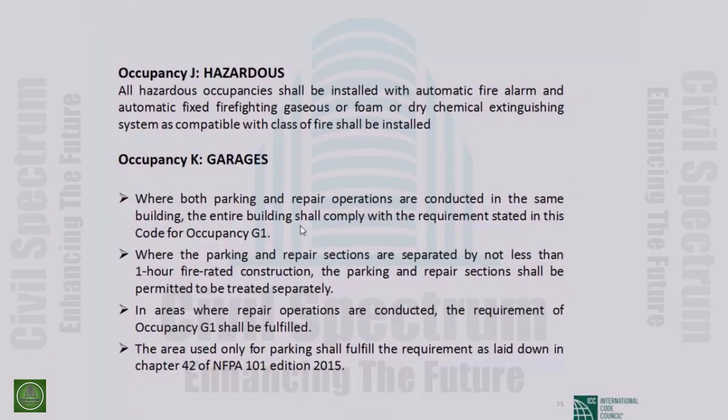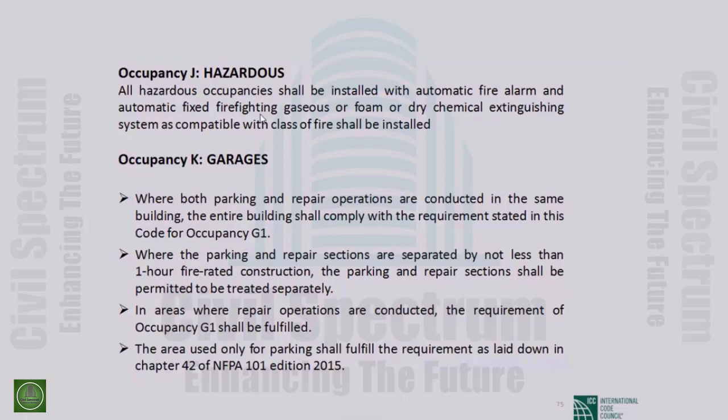The hazardous area: all hazardous occupancies shall be installed with automatic fire alarm and automatic fixed firefighting gases or foams or dry chemical system compatible with the class of fire. Because it is hazardous, that is a totally isolated building that will be different from the other occupancies. The hazard depends on the type of material stored here, so you have to design accordingly. Whatever type of chemical you use, whatever type of fire can initiate, because depending on that there may be different types of fire, and you have to find that out.